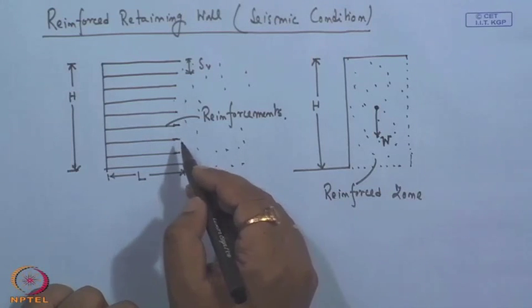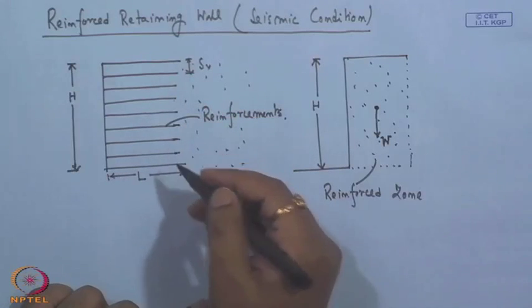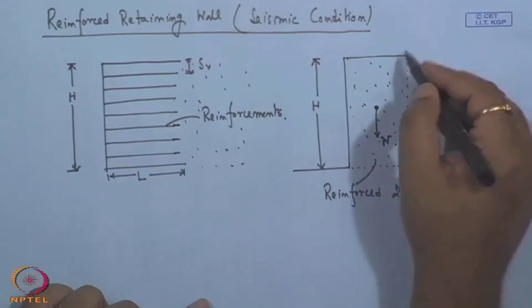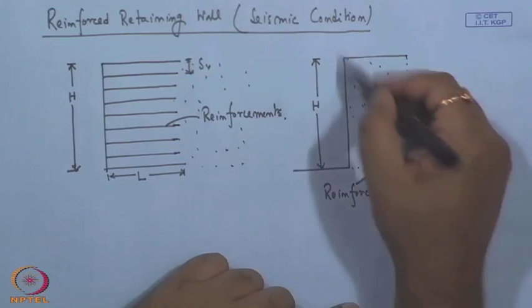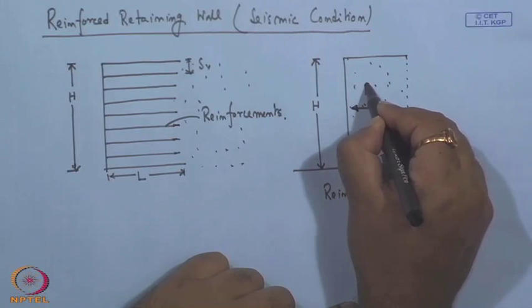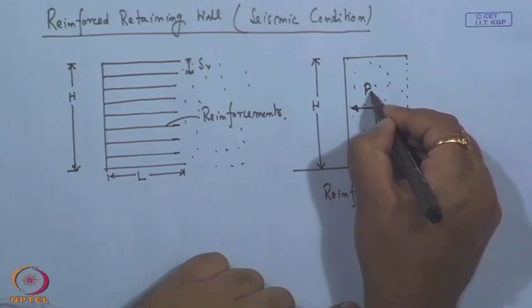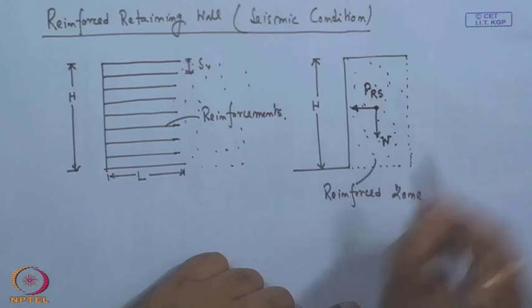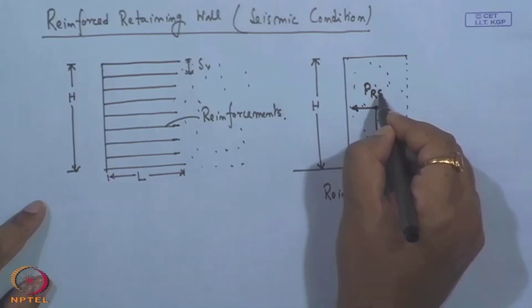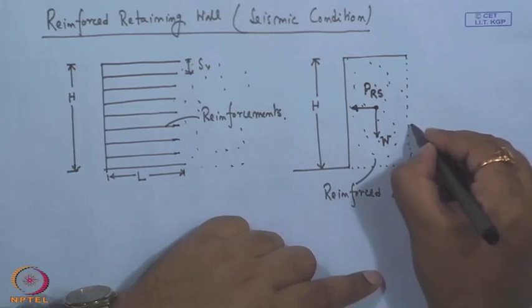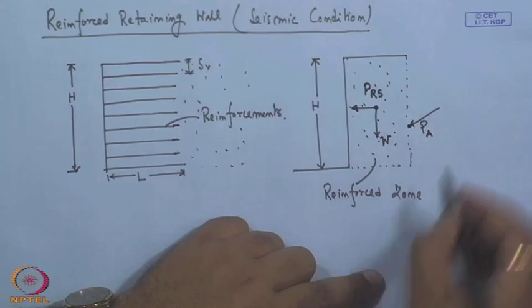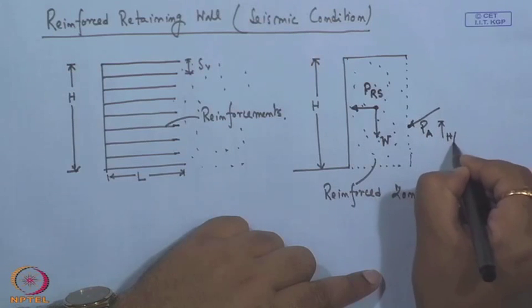How to design the retaining wall, and how to calculate this length and spacing, have already been discussed. So, now we design this retaining wall under static condition, then you will get this reinforced zone, with this length and height. Here we will apply a horizontal pressure, P RS, the horizontal force in the reinforced zone in the seismic condition. Here the PA will act as the active pressure, and that will act at a height of H by 3.